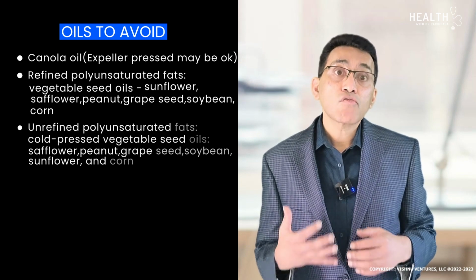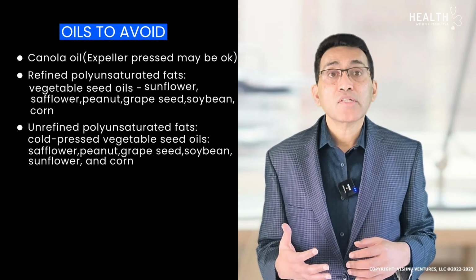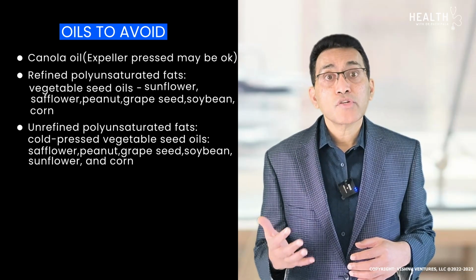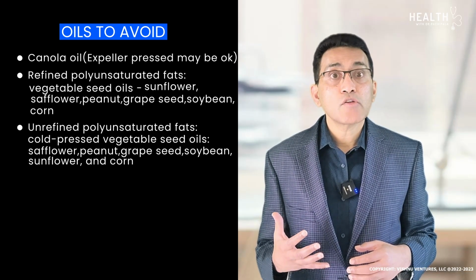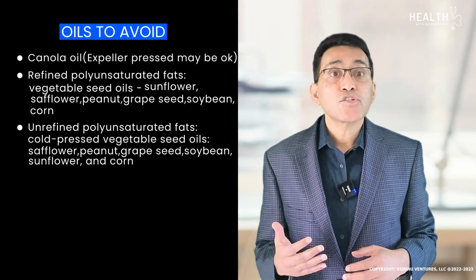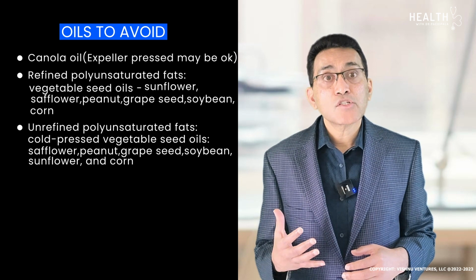In addition, unrefined cold-pressed vegetable seed oils such as soybean oil, safflower, sunflower, and corn oil, although nutrient-rich, have lower smoke points around 225, and poor oxidative stability, making them unsuitable for cooking. In addition, they have an unfavorable omega-6 to 3 ratio.